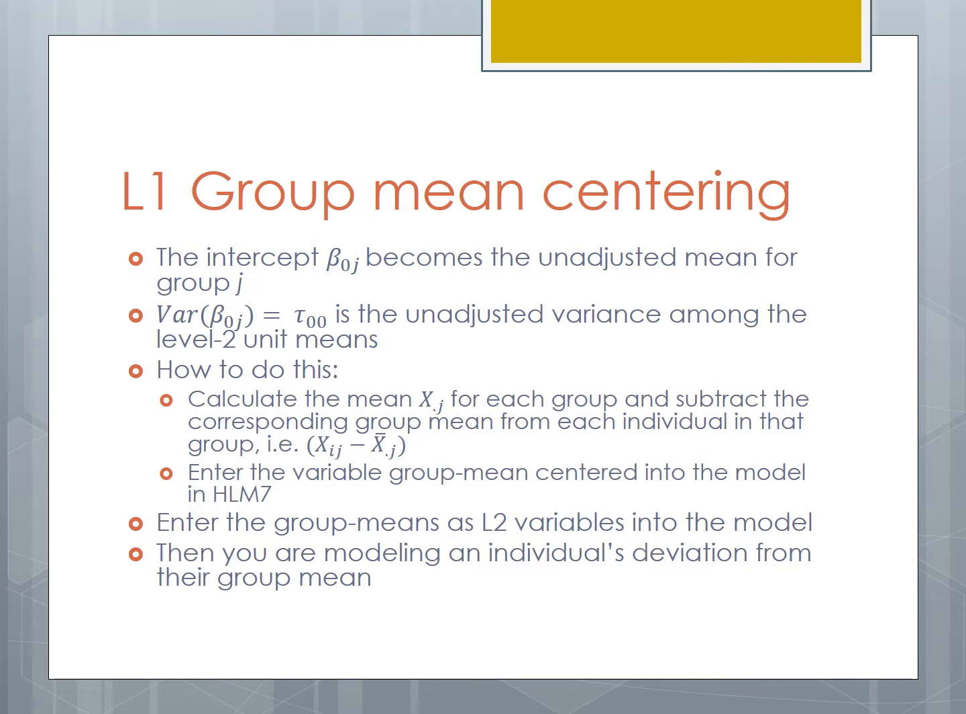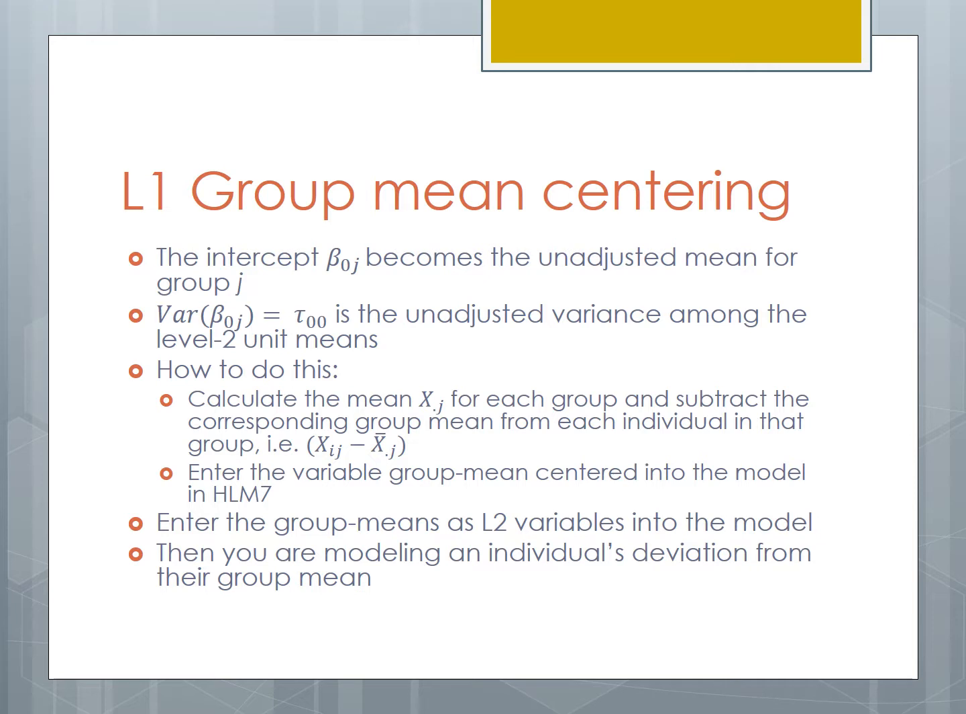In HLM 7, you just tell it, but let's say you have to do this from scratch. You would have to calculate the mean for each group, and then for each member in the group, you would subtract that mean. And what does that give us? It tells us how much an individual score on a predictor deviates from their group mean.